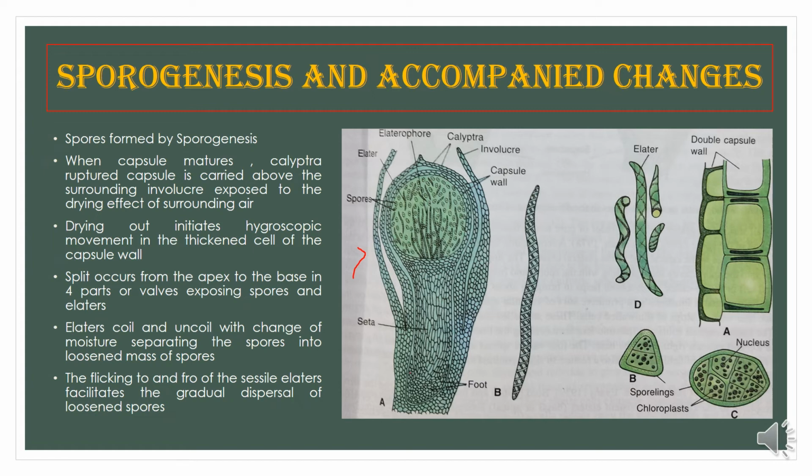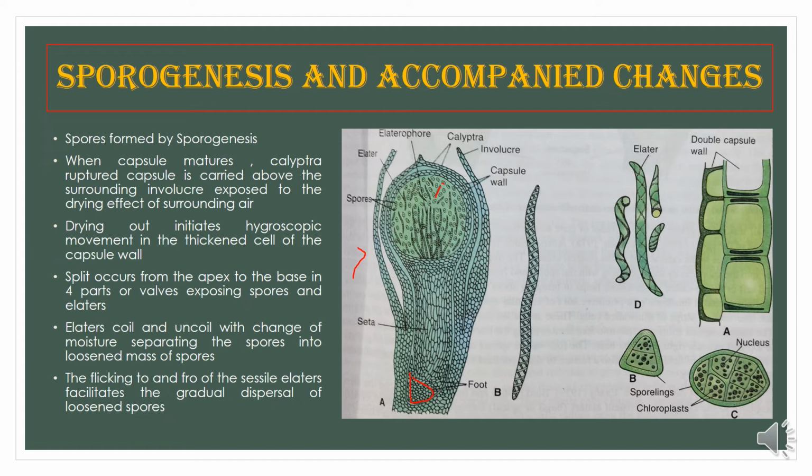This is how the longitudinal section of the sporogonium looks. This one is the sporogonium. Here we see this is the triangular foot, this one is the seta region, and the capsule has the spores, and these elongated structures are the elaters, and these are the basal elaters.